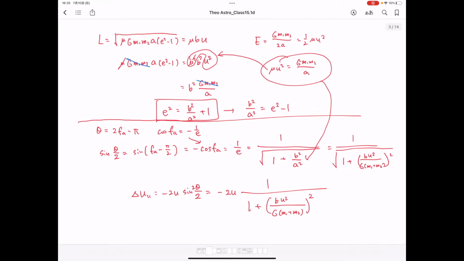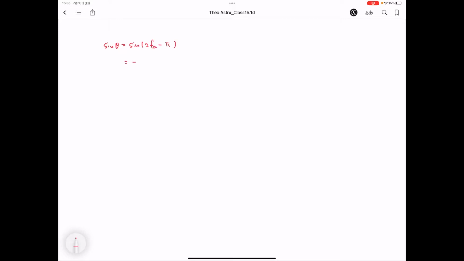For the perpendicular component, we need to calculate sine theta. Sine theta can be expressed as sine of 2 f sub a minus pi, so it becomes minus sine 2 f sub a. Then you can use the double angle formula: minus 2 sine f sub a cosine f sub a. So it becomes minus 2 square root of 1 minus cosine squared f sub a, times cosine f sub a. So it becomes 2 over e squared times square root of e squared minus 1, because cosine f sub a equals minus 1 over e.